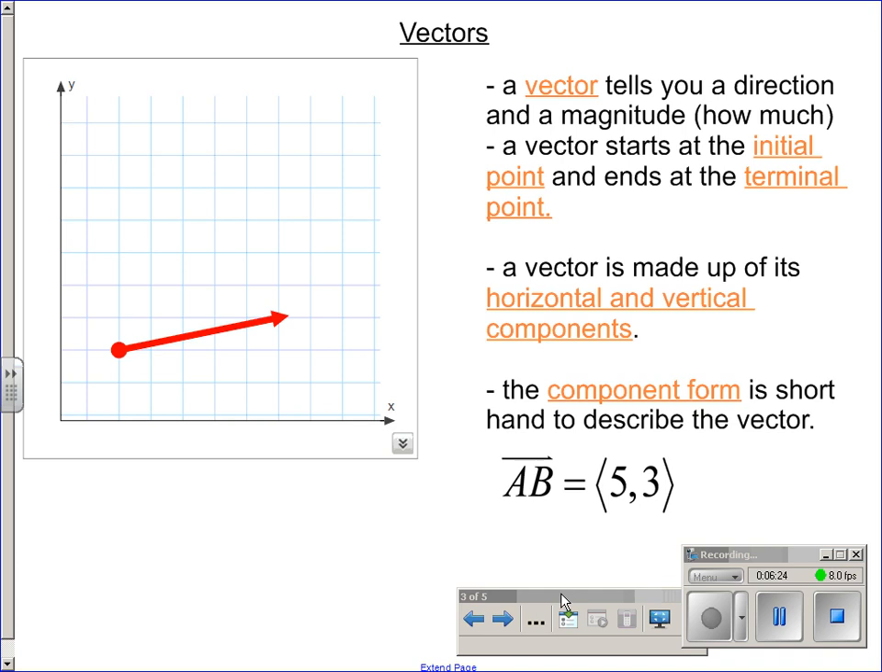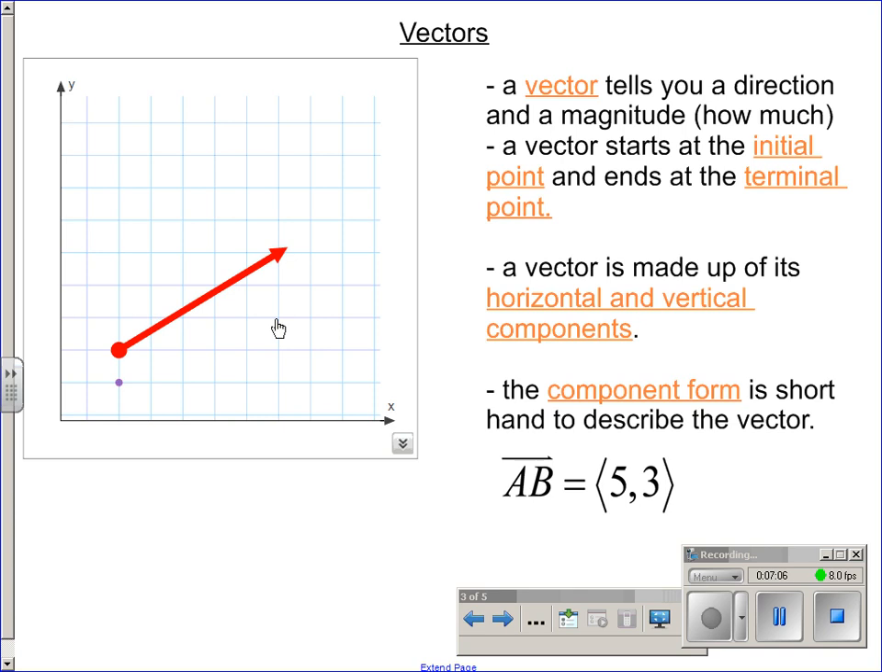The other way to talk about how to express a translation is with vectors. A vector tells you a direction and a magnitude, like I mentioned earlier in that other drawing. A couple of things with a vector: you start at an initial point. That's this circle here. The initial point is where the vector starts. The terminal point is where the vector ends. The terminal point is where that arrow is, looking at that red arrow.